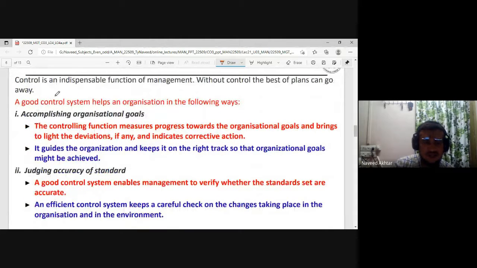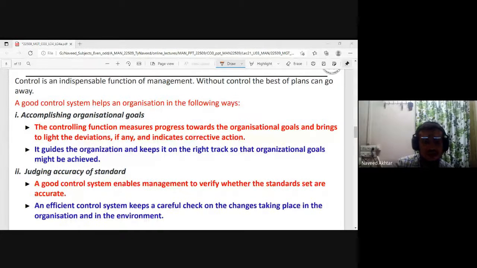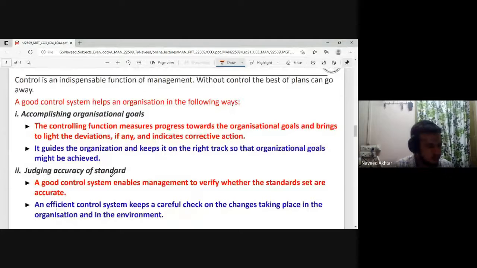Control is an indispensable function of management. Without control, the best of plans can go astray. तो दैट इज वेरी इम्पोर्टेंट. अगर आप कंट्रोल नहीं करते हो तो आपका प्लान कहीं भी जा सकता है. इसके लिए आपको कंट्रोलिंग ज़रूरी है. ओके, so that's why controlling is very important.